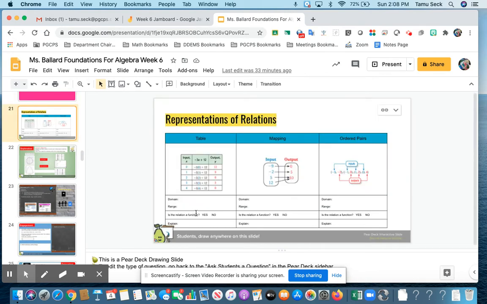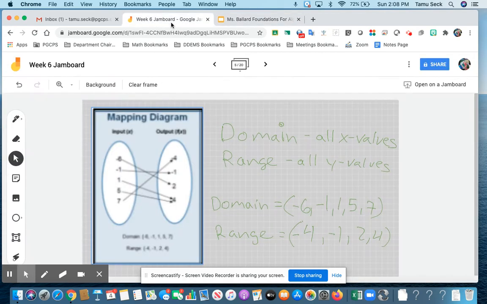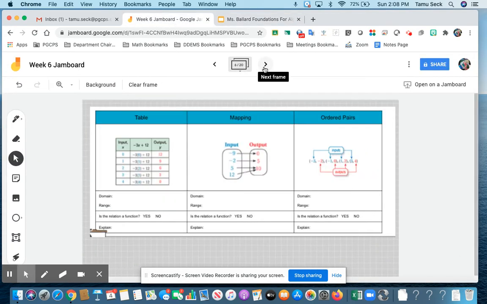So let's do this problem together. Let's talk about the domain and range from a table, a mapping diagram, and ordered pairs. Okay, so the domain is all the inputs. So this would be our domain, and this would be our range. All the inputs are the domain, and all the outputs are the range. And the numbers have to be in order from least to greatest, and they can't repeat. So 0, 1, 2, 3, and 4 are the domain.